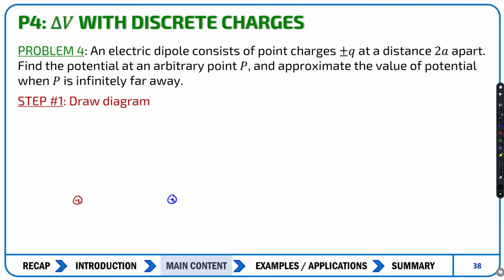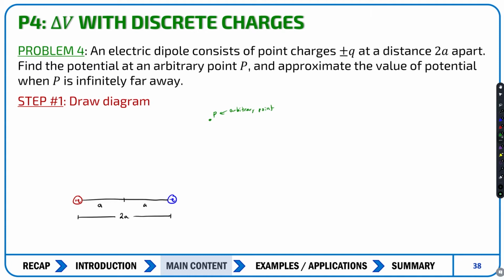Between the two of them, we know that they're a distance 2a apart, so why don't we just draw that out, where this is a, and this is a, for a total of 2a. We're trying to find the potential at an arbitrary point P. That arbitrary point P can just be all the way up here, and we're going to assume that it's infinitely far away.